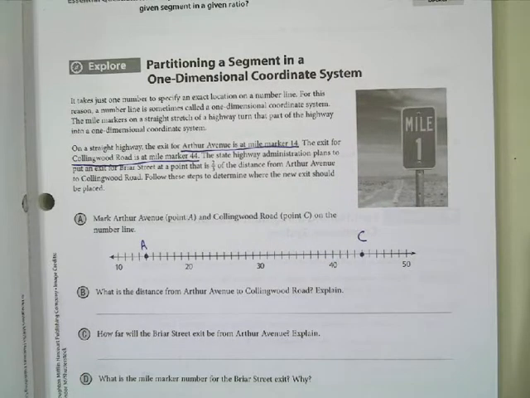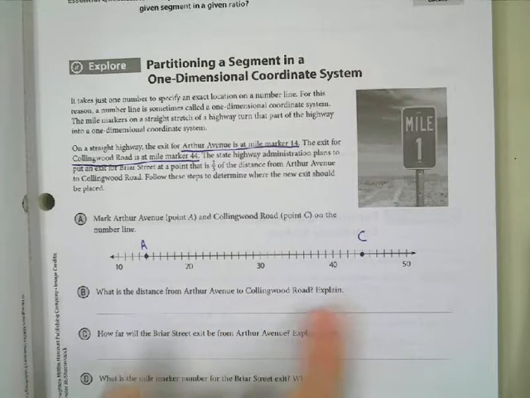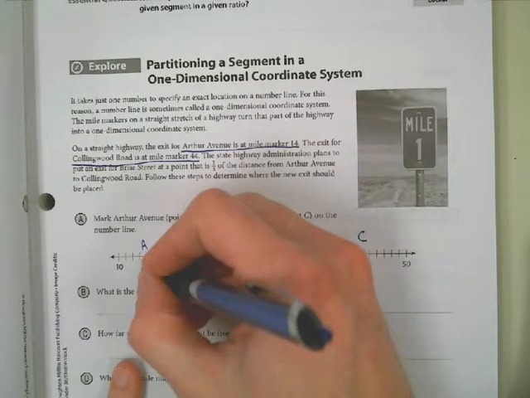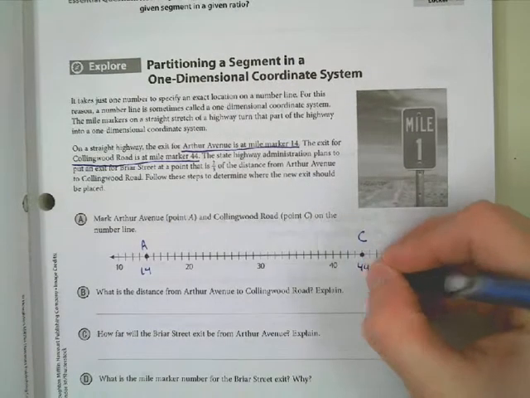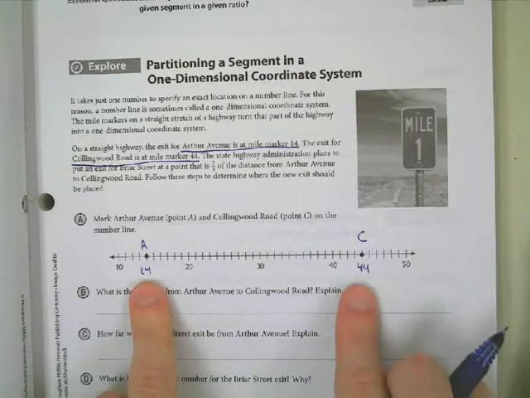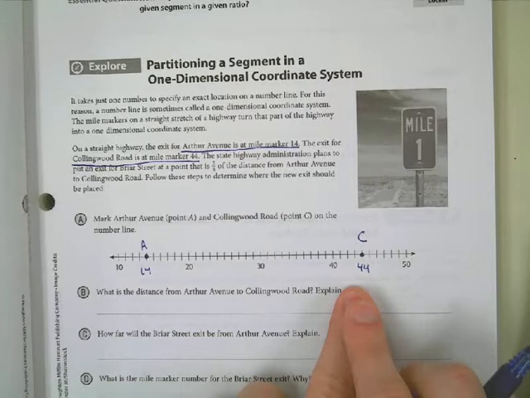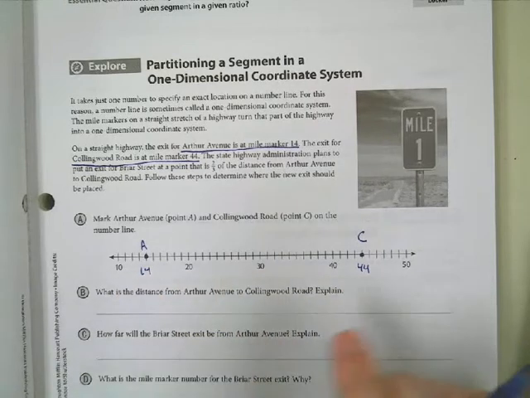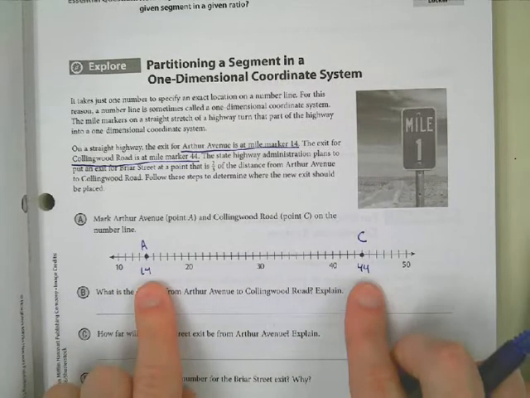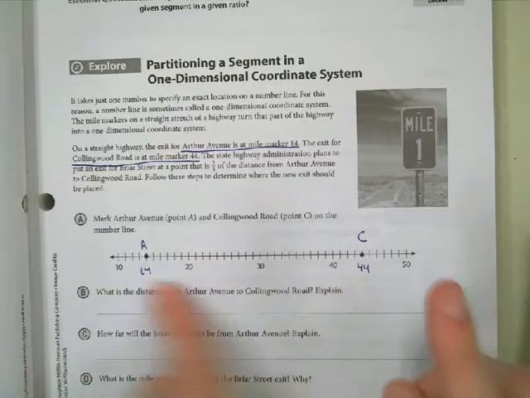Letter B then says, what is the distance from Arthur Avenue to Collingwood Road? Again, this was a coordinate of 14, and this is a coordinate of 44. What is the distance? How can we find that out, Kyle? 30. How'd you get 30? 44 minus 14. Yeah, the distance from 14 to 44 is a distance of 30. We're going to use the coordinates now, and we're going to use the ruler later.